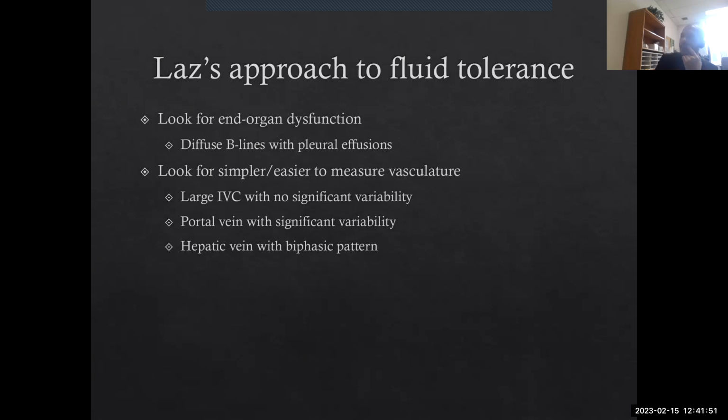I will try and get the portal vein. I'll try and get the hepatic vein. I'll look at urine output and signs of venous congestion. I will use a CVP.